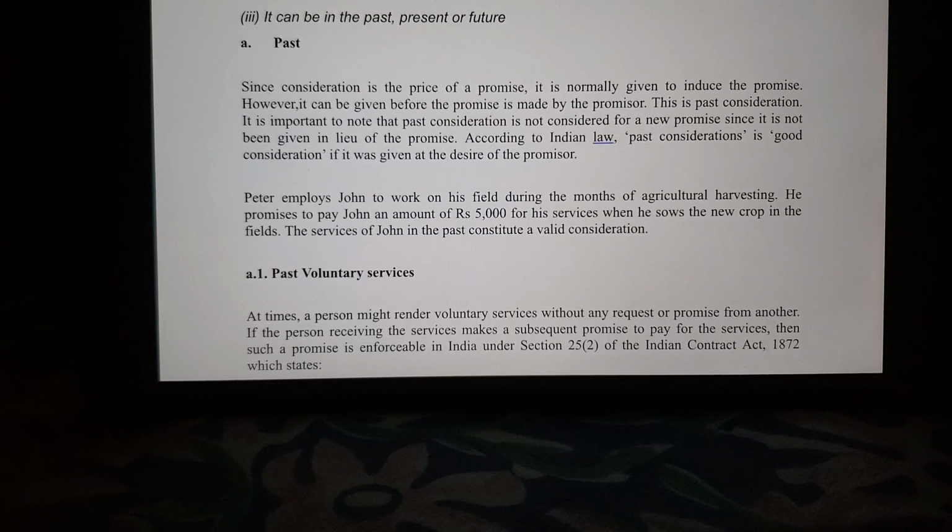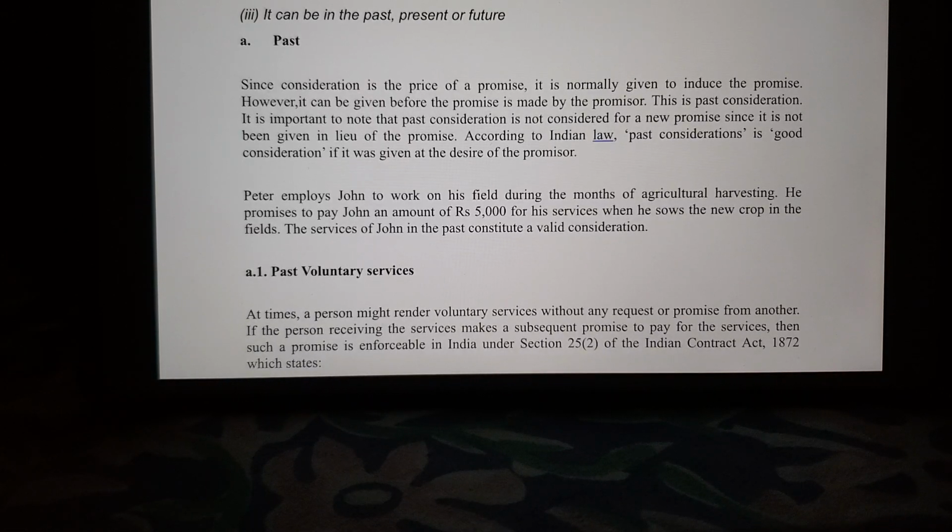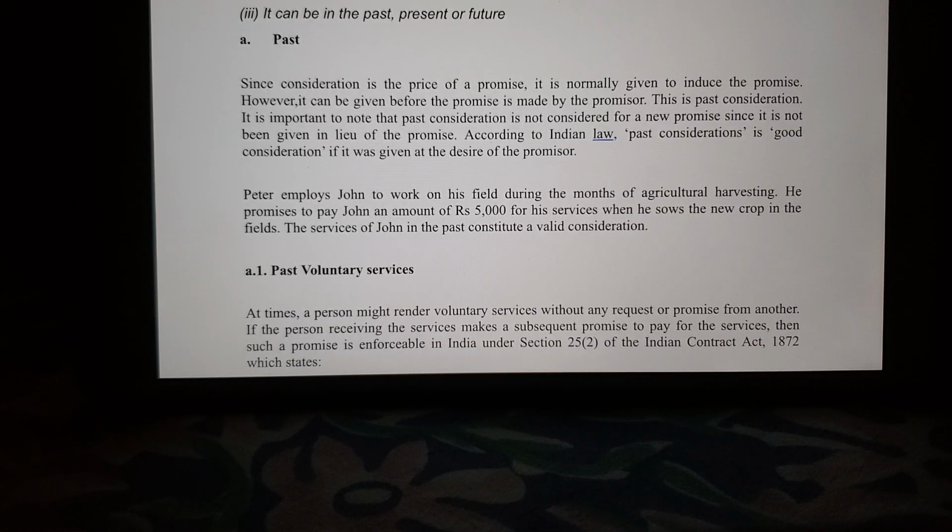Peter employs John to work on his field during the months of agricultural harvesting. He promises to pay John an amount of rupees 5,000 for his services when he sows the new crop in the fields. The services of John in the past constitute a valid consideration.